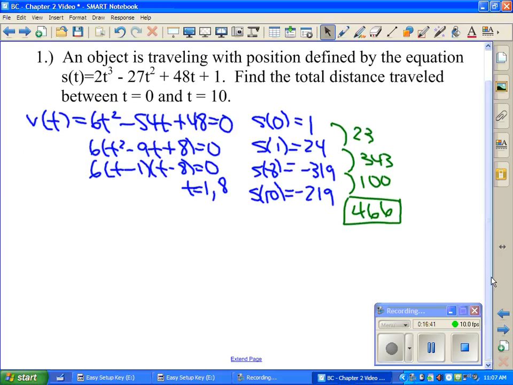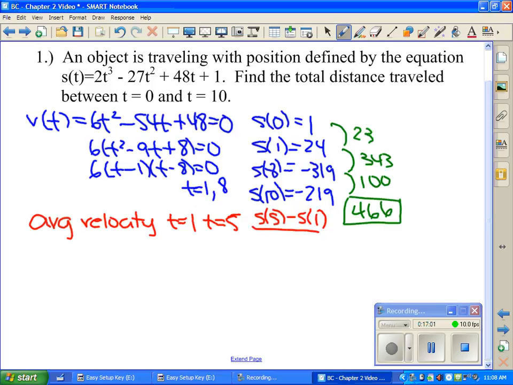If I ask for the average velocity between t equals 1 and t equals 5, you're not going to use your first derivative. You're just going to find the position at 1 minus the position at 5 all over 5 minus 1, because average velocity is just change in position over change in time.